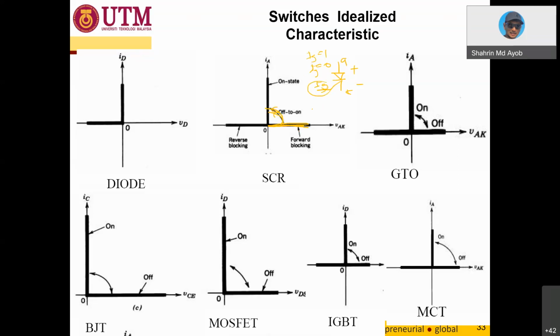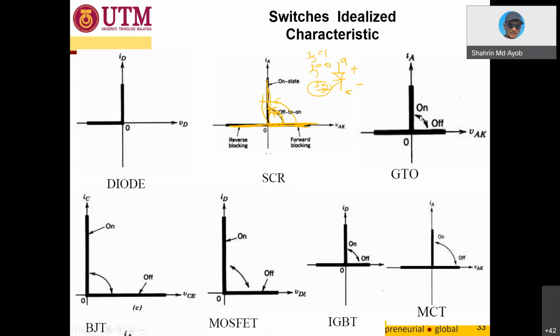There are two conditions. The first one, the SCR must be forward biased. Okay, and the second condition, you must give a triggering signal. So when you give the triggering signal, both conditions are met, then it is on. From off, it is going to turn on. And this is the reverse blocking, same like the diode. So for the SCR, you have a characteristic like this. Same with the GTO. The GTO actually has the same characteristic as the SCR.